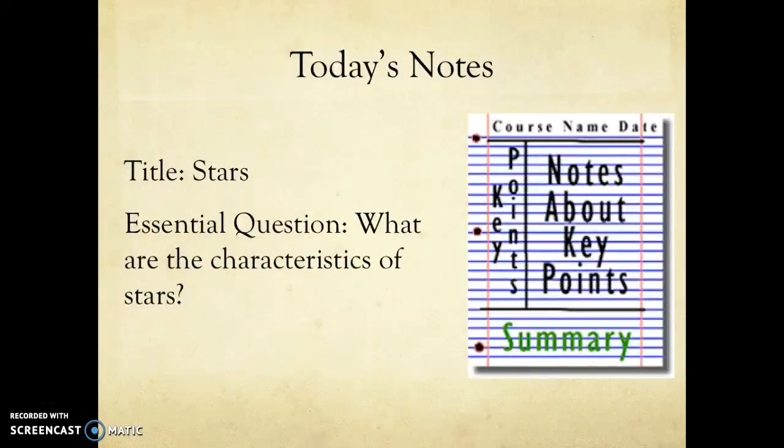So your title will be Stars, that should be up at the top of the page, and right below that you should have the essential question, which is what are the characteristics of stars? The rest of your page should be divided into two columns for Cornell Notes. Smaller column, as usual, is for key points, questions, vocabulary, things like that. Your larger column is for your notes.